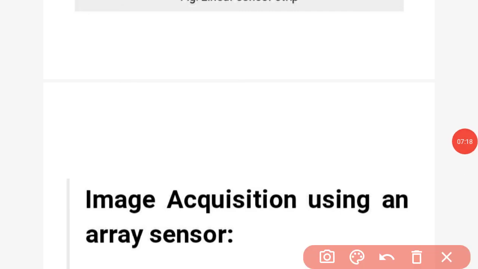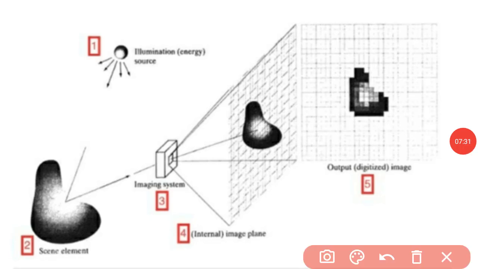Now the next one is image acquisition using an array sensor. So what is the use of image acquisition using an array sensor? We have to design this image acquisition using a sensor array. Here the electromagnetic and ultrasonic sensing devices are arranged in an array format. A CCD sensor array is 4000 by 4000 elements or more. The response of each sensor is proportional to the integral of the light energy projected onto the sensor surface. That integration of the input light reduces the noise.